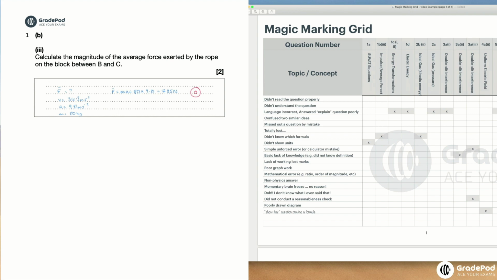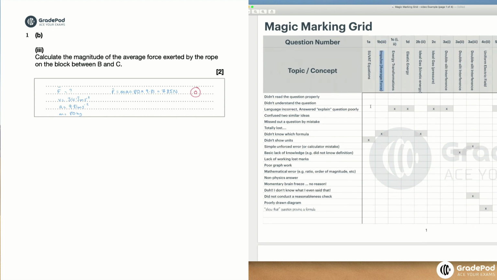And I've got zero marks there. This question, so let's write 1B3 because we've got zero marks. We've lost marks on it. It's about impulse and it's about average force. So I've written impulse and average force there. And then the reason I didn't get this is because I didn't know the formula. I didn't know which formula to use. I'd written all the stuff down the side, but I had no idea which formula to use. So I go to the box and I write down, didn't know which formula. So you would do that for the whole paper.